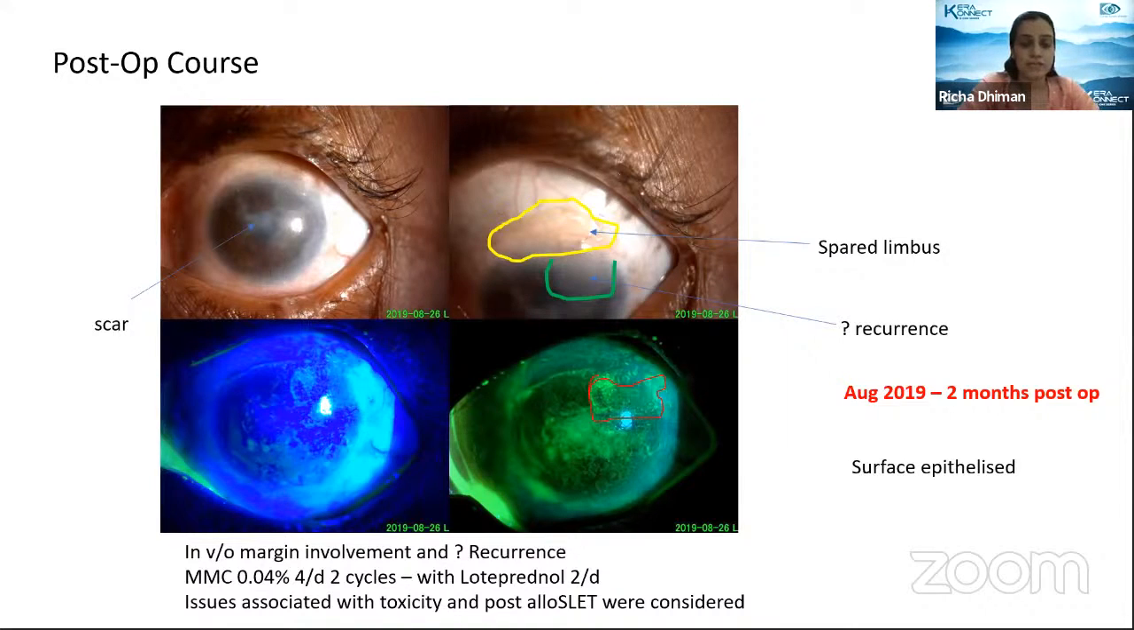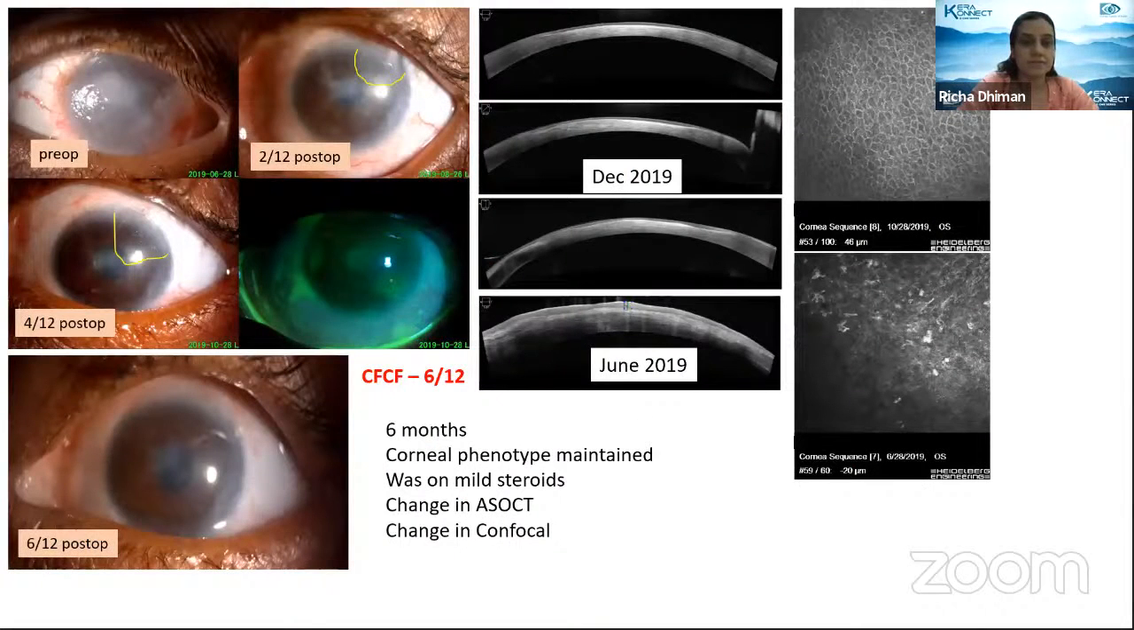After 2 cycles of mitomycin C, the lesion resolved well, with a decrease in epithelial thickness as represented on the ASOCT and maintenance of a normal epithelial contour on confocal microscopy. The patient maintained a vision of 6/12, and the corneal phenotype was maintained.